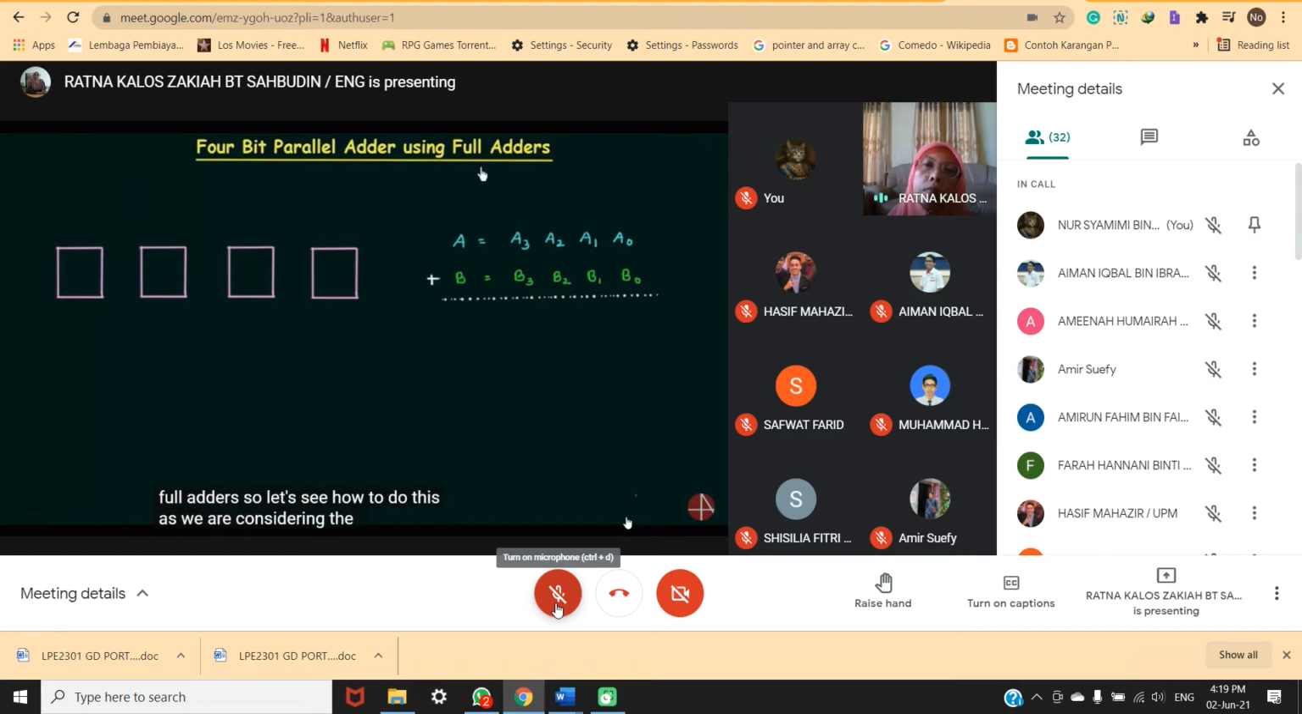As we are considering full adders, we can definitely take carry from the previous sum. A0 and B0 are the 2 bits that we are going to add, and we will consider the carry in from the previous sum.